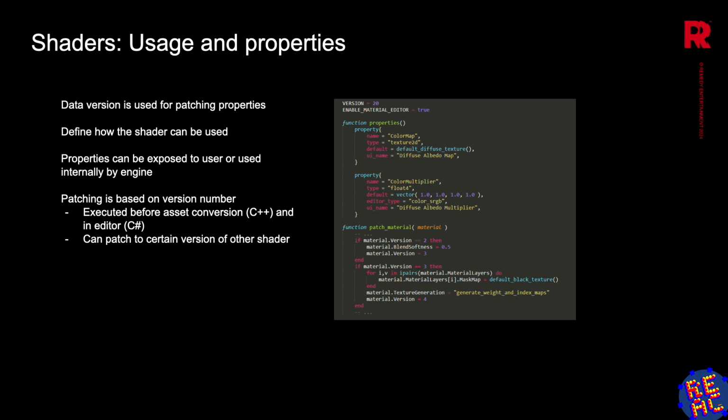First comes the material declaration. We tag all the shaders with usage, which in the case of snippet on the right side is material. The data version of the material is 20, so this script file contains patching over 20 versions of data. On the right side script, you can also see that the material exposes diffuse albedo map and multiplier for user to edit. Both C++ and C# code request these definitions by calling the Lua function called properties.